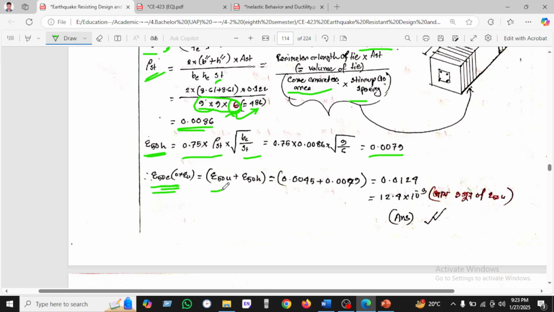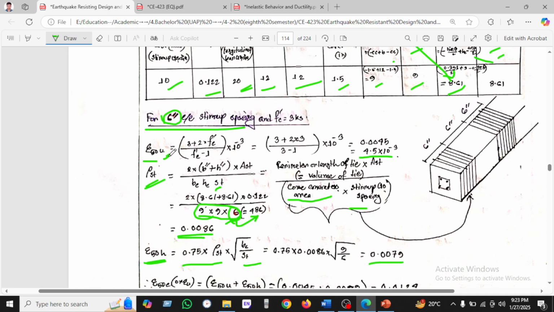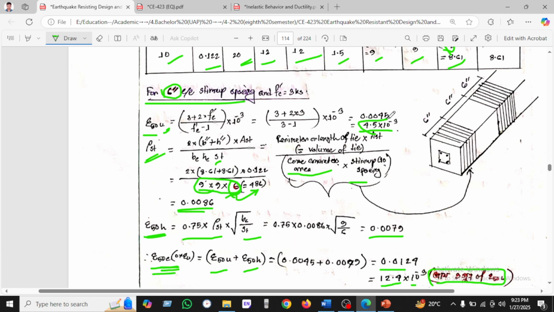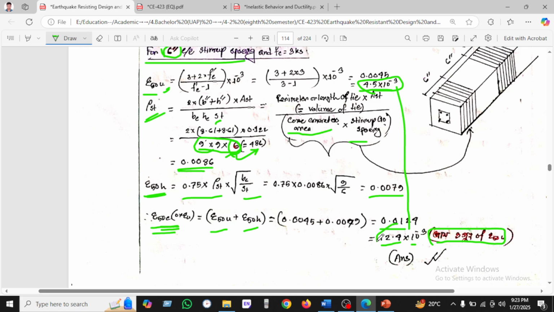And then the last one, we can see strain 50 confined. It will be unconfined plus hoop, and it will be found 12.5 into 10 to the power minus 3. So it is found almost 3 times of ε50. If we see here 4.5 into 10 to the power minus 3, then we have found here 12 into 10 to the power minus 3. So it is almost 3 times.